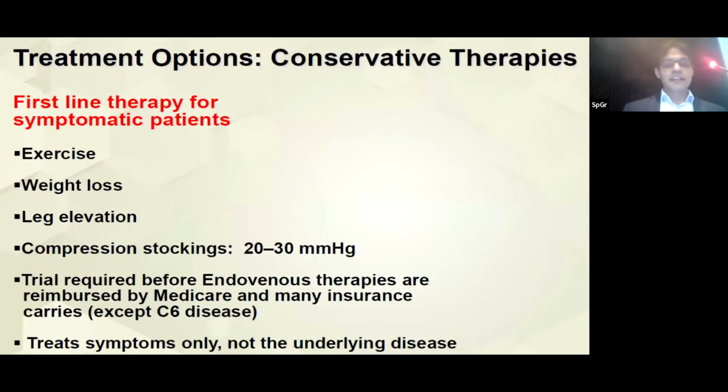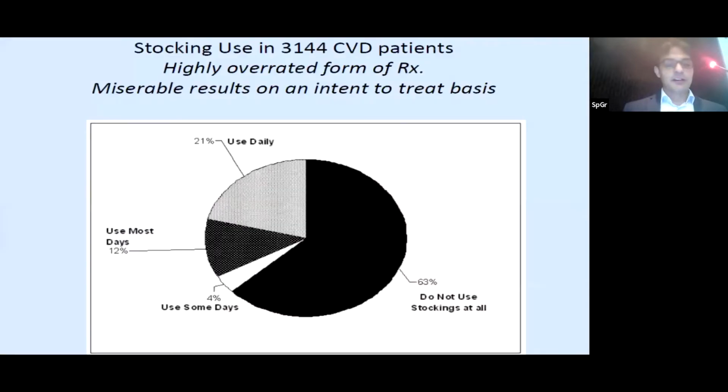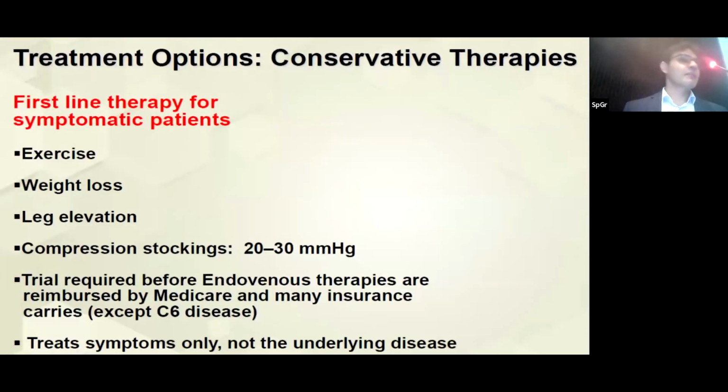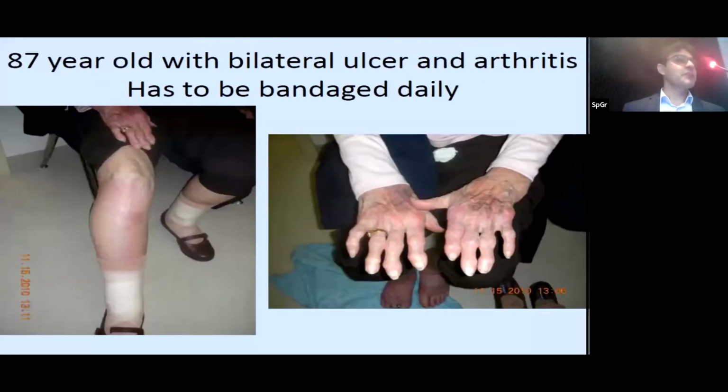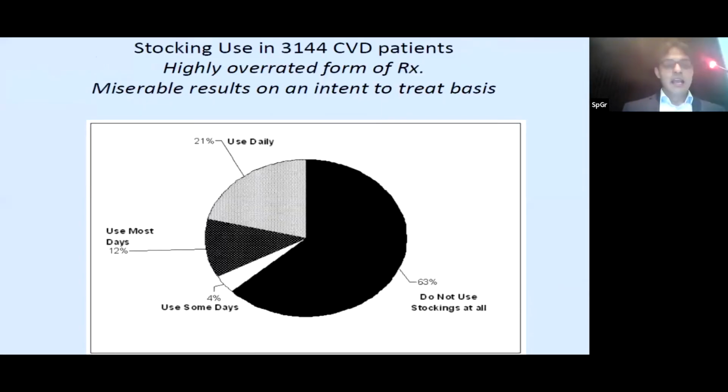So the first line therapy, this is the most commonly used. We recommend exercise, weight loss, leg elevation. Compression stocking, again, we'll talk about it. It's highly recommended, but does it really work? That's questionable. And putting compression stocking of 20 to 30 millimeters of mercury on an elderly patient like this is not easy. It's a highly overrated form of treatment, with miserable results on an intent-to-treat basis and compliance.